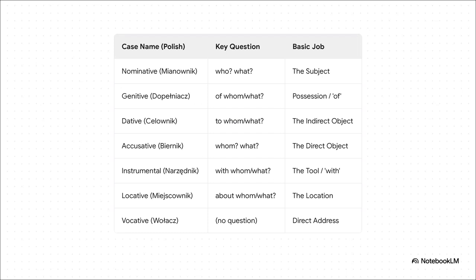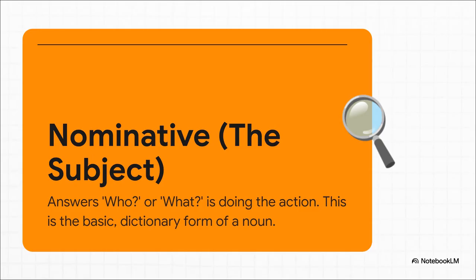Now don't panic. You do not need to memorize this chart. Just look at the logic. There's a case for the subject, another for possession, one for who receives the action, and so on. Each case basically answers a different question, like who, or with what, or to whom. Let's start with the simplest one.